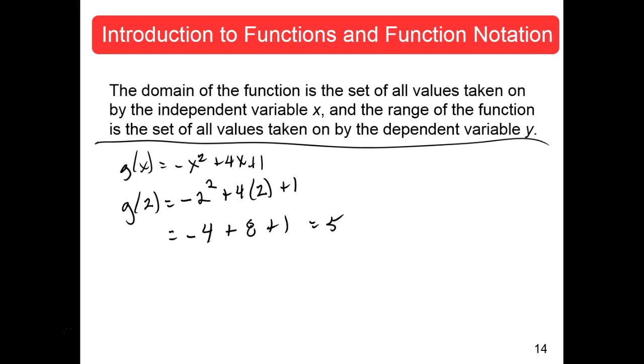See why I said this was an important example. How about this? G of t. What would that be? This is incredibly easy, folks. Minus t squared plus 4t plus 1. That's all there is. Plug it in, plug it in.